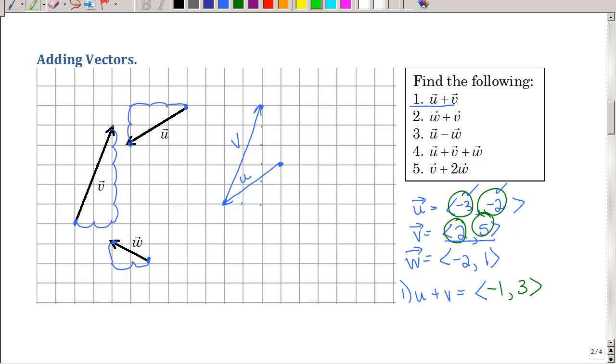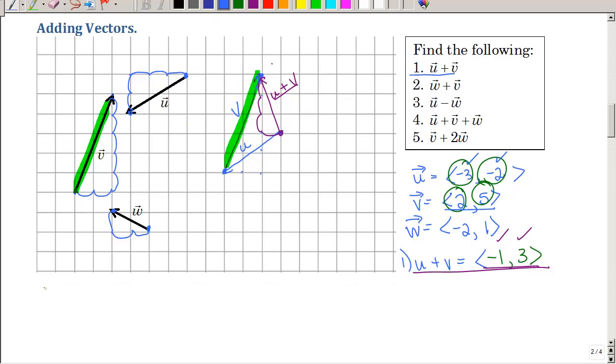Now hopefully you can see how these are definitely parallel. They're just moved to a different starting point on my grid paper. So that tells me, from the beginning of u to the end of v, this is u plus v. This is called adding head to tail, head to tail. Alright, so let's see what u plus v is. From the initial point, I want to go left 1 and up 1, 2, 3. Well, sure enough, left 1 and up 3. That's the graph of u plus v and the component form of u plus v.